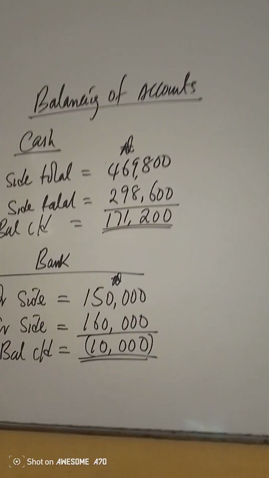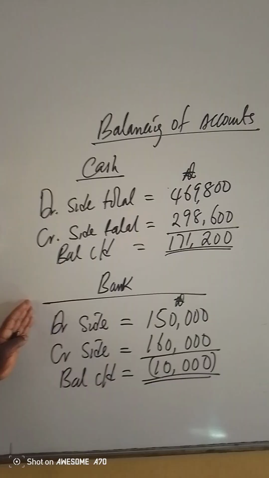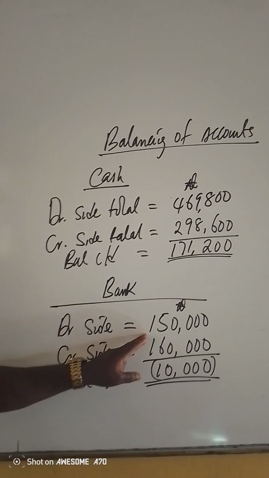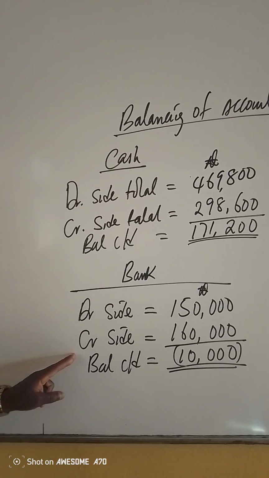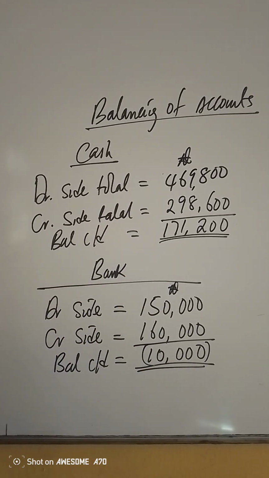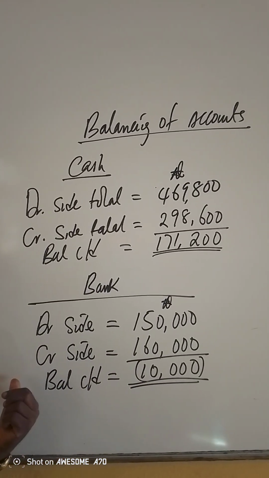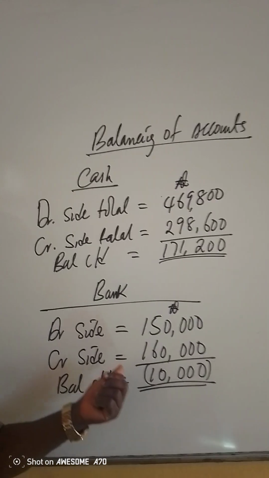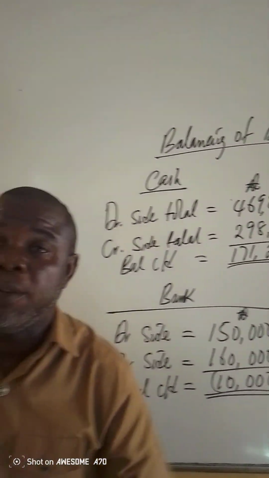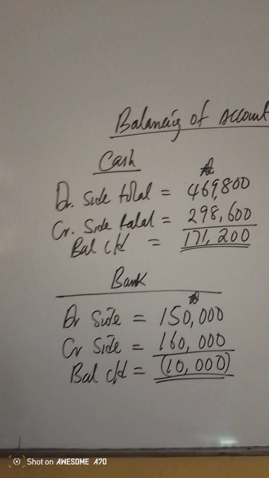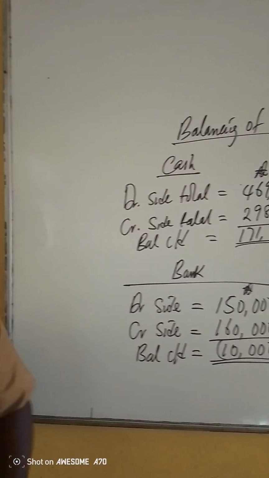So let's quickly look at this. You discover that this is the balancing of that. The debit side total is having 150,000, while the credit side total is having 160,000. The difference is 10,000. In this case, the credit side is more than the debit side. In respect of bank, we call it bank overdraft. A situation whereby the business spends more money from the bank than what the business is having in the bank account. The business is having 150 while it's spending 160. So this type of arrangement is called bank overdraft.